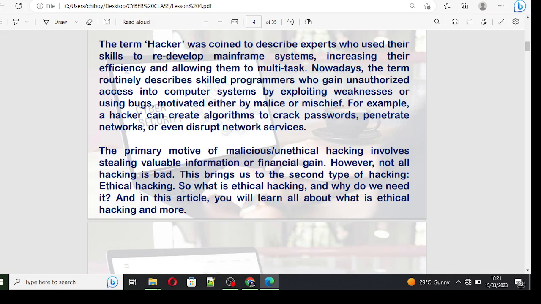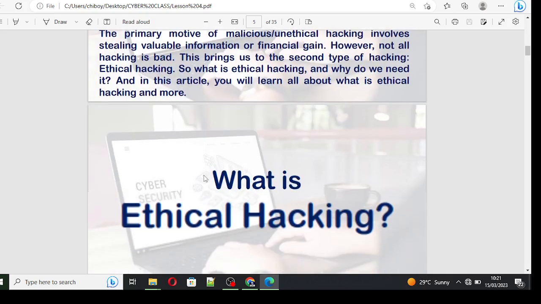However, not all hacking is bad. This brings us to the second type of hacking, ethical hacking. So, what is ethical hacking and why do we need it? In this article, I'll be teaching you all about ethical hacking and more.